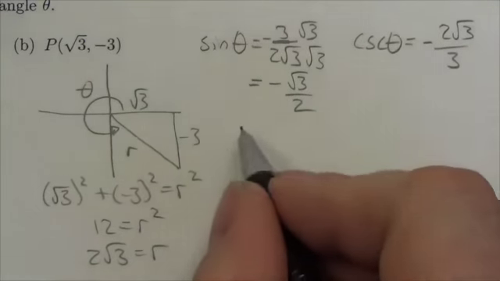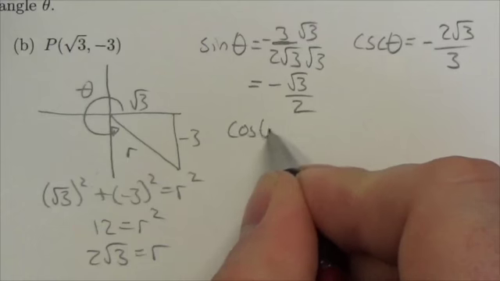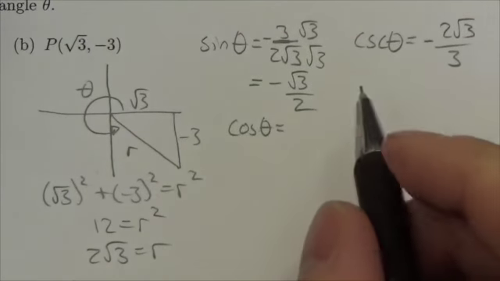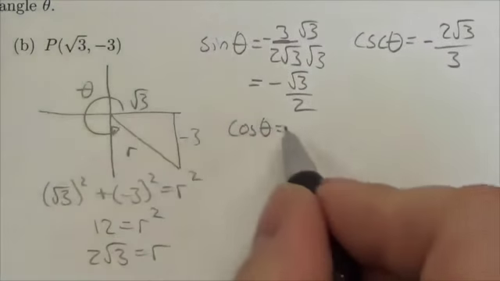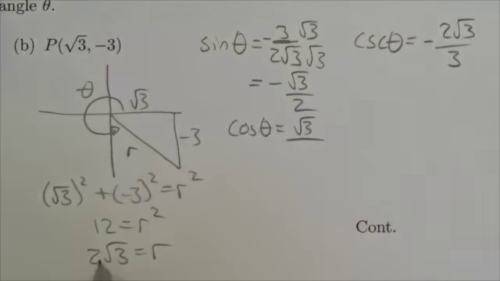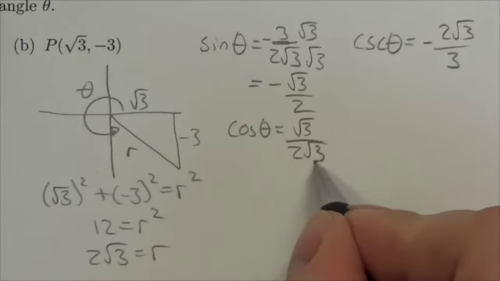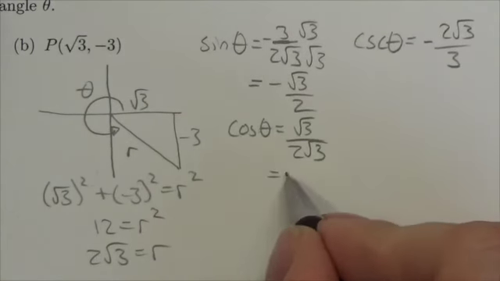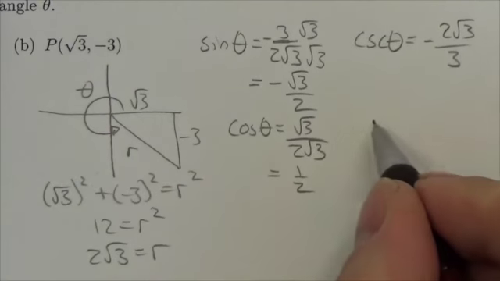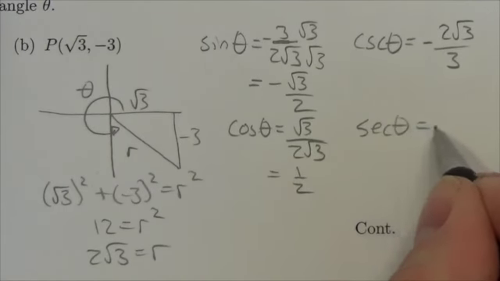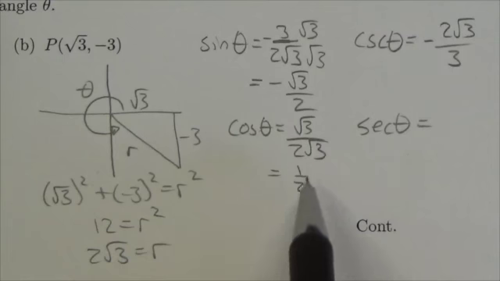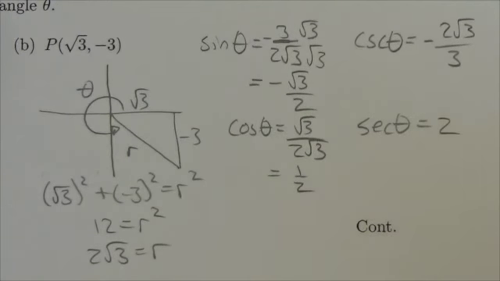Or my cosine of theta is going to be the x-coordinate, root 3 over 2 root 3. And it turns out that's just a nice little 1/2. And so my secant of theta, in this case it probably makes more sense to reciprocate this answer because it's just going to give you 2 there.